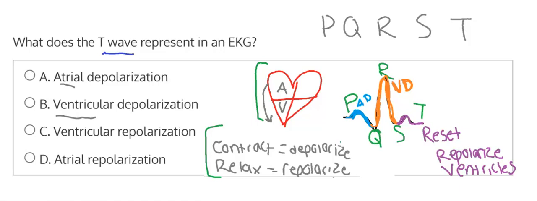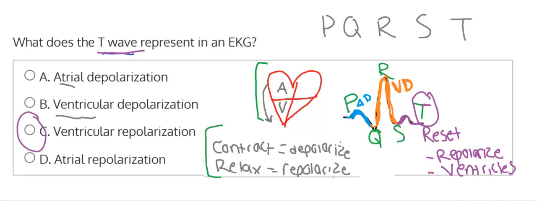So, because this question is asking about the T wave, and our T wave is over here, we're saying that the T wave represents repolarizing of the ventricles. So therefore, repolarizing. So now we see that ventricular repolarization is listed in option C.